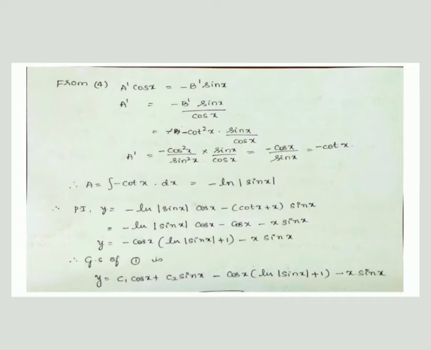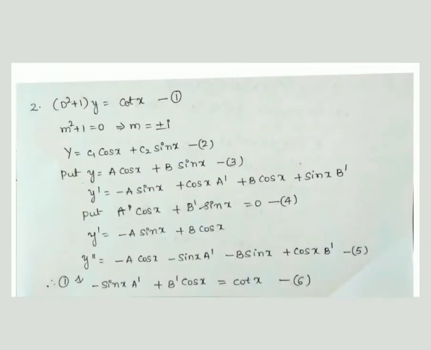So therefore the general solution of equation number 1 is y is equal to c1 cos x plus c2 sin x minus cos x into ln of modulus of sin x plus 1 minus x into sin x. Next, move to the next problem. D square plus 1 into y is equal to cot x.